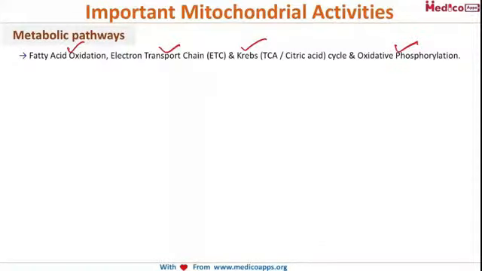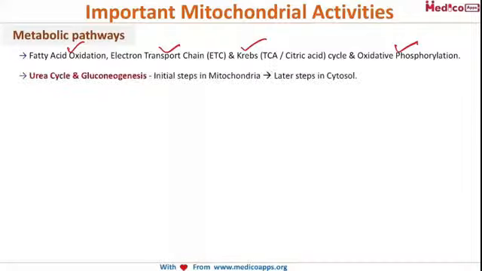Now another important point, there are two pathways for which the initial steps occur in the mitochondria and the later steps occur in the cytoplasm. These are the urea cycle and gluconeogenesis. So part of it occurs in mitochondria and a part of it occurs in the cytoplasm, right?